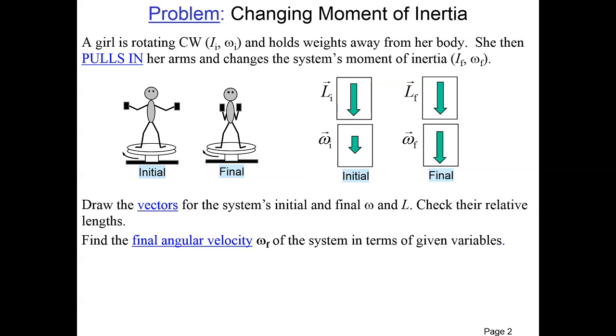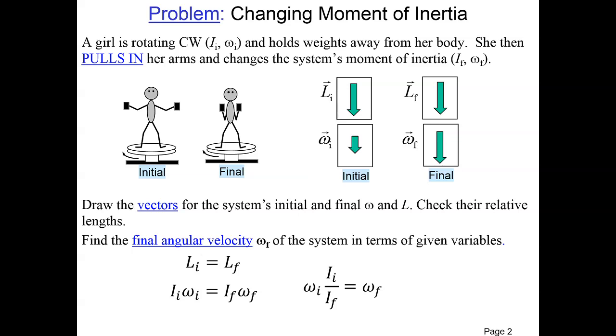If we want to do this more quantitatively, then the initial and final angular momentum are equal to each other. So L initial is equal to L final. The angular momentum is the angular velocity times the moment of inertia, and the moment of inertia is changing here. So the initial moment of inertia times the initial angular velocity is equal to the final moment of inertia times the final angular velocity. To solve for the final angular velocity, we isolate it by dividing both sides by the final moment of inertia. So if we know the change in the moment of inertia, we know the change in the angular velocity.